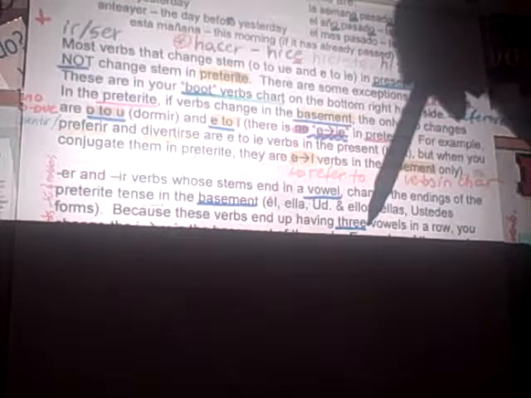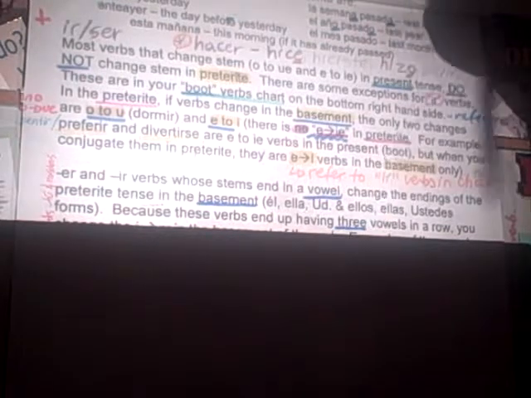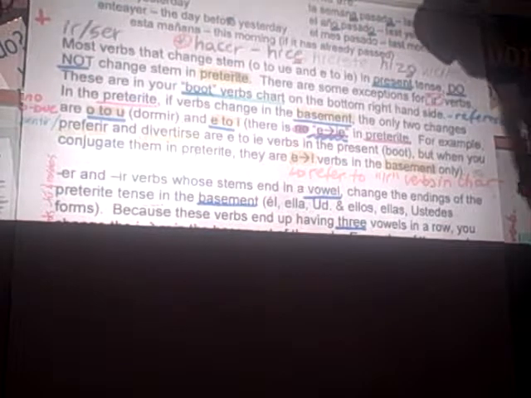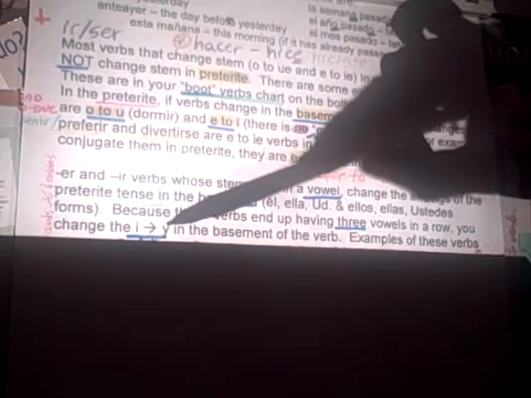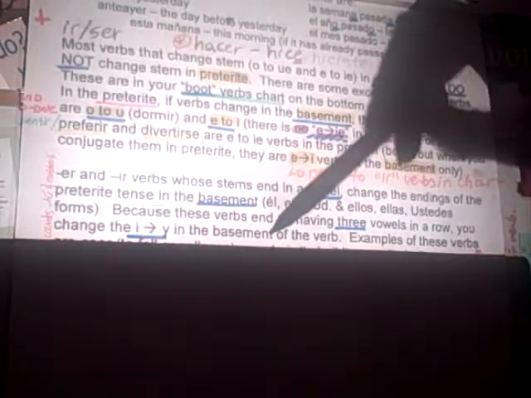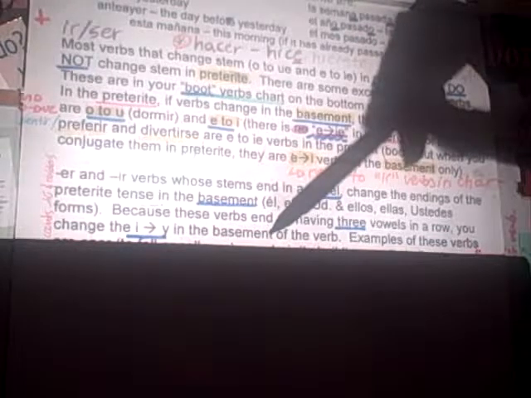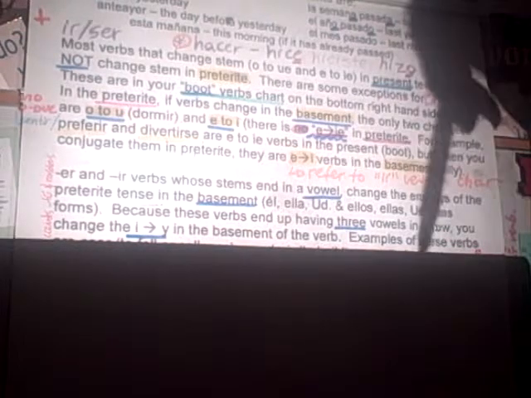And we didn't really call them basement when we went over them the first time. But what will happen is you'll end up with the three vowels in a row. Remember when we talked about that? Okay. Do you remember which verb we talked about it with? Leer. Good. You're going to end up with the three vowels in a row. And then you change I to Y in the bottom two, so you can also call it a basement if you want to. Now, we only did leer.